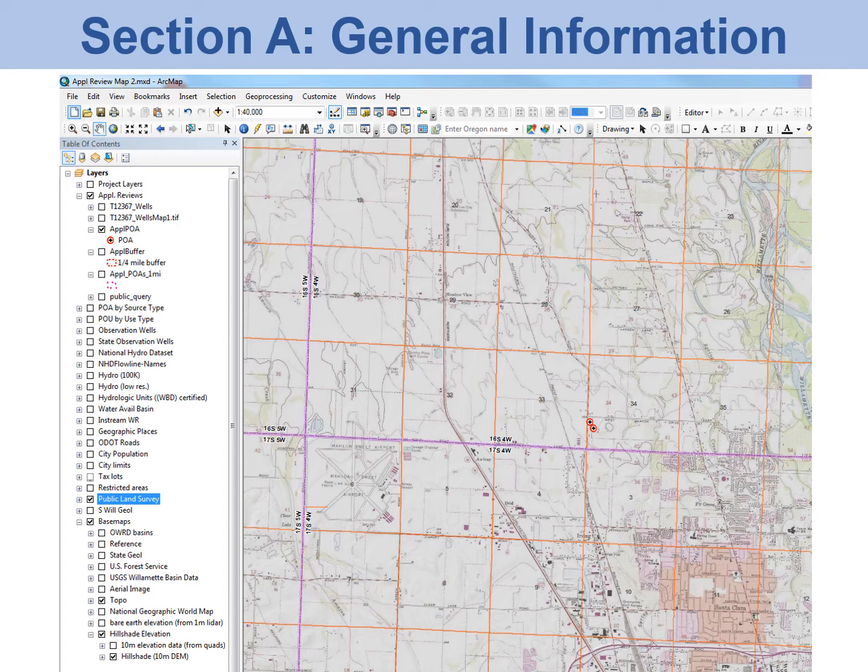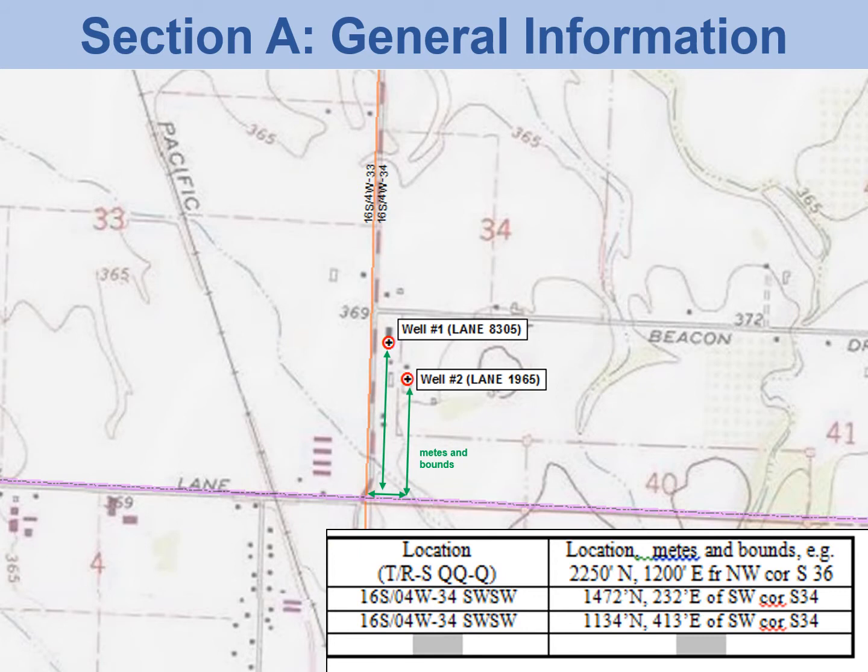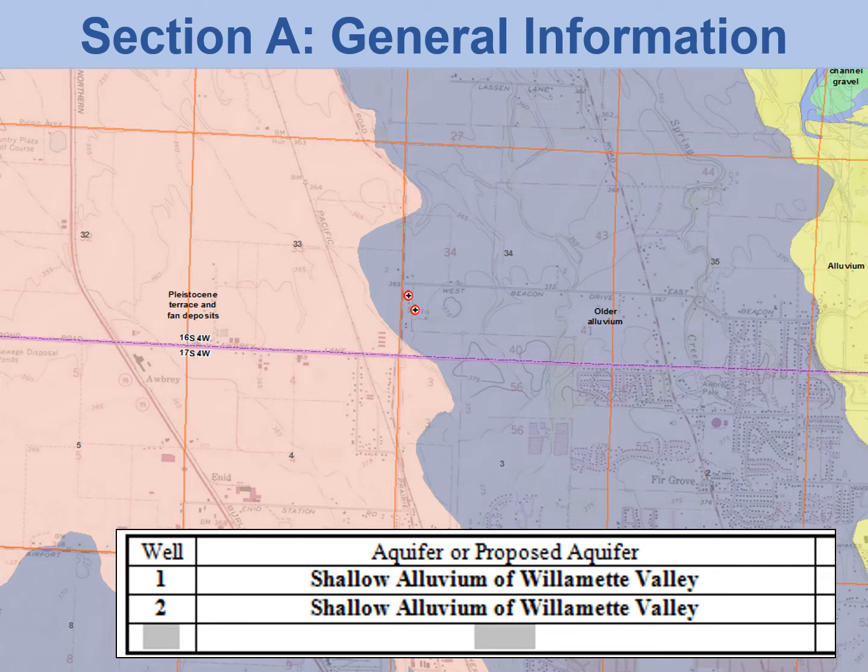So again, first thing that we'll do is we'll plot the locations based on the metes and bounds that are provided in the application. It's again pretty important that care is taken in writing these down so we get the wells in the locations intended by the applicant. Once we have the wells plotted, we'll start to look at other data layers and what's around.